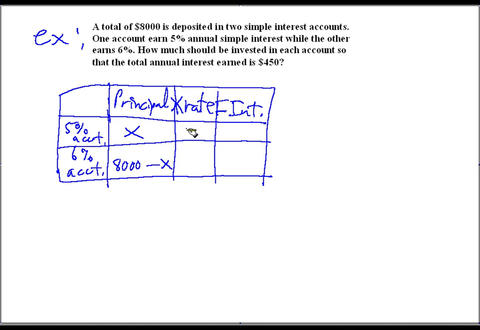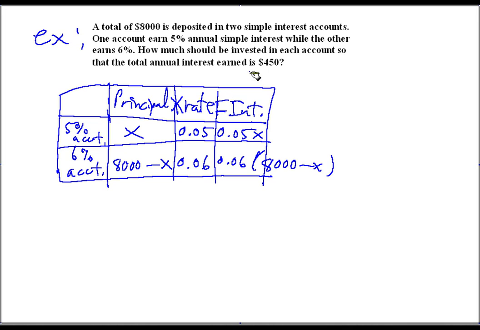Alright? And the rate, in terms of decimal, is 0.05 here. Here the rate is 0.06. So the last column is just what? It's just the product of the first two columns. So principal times rate equals interest. So what's the interest on the 5%? 0.05x. What is the interest on the 6%? 0.06 times 8,000 minus x. So that's the interest on the 6%. Again, we'll multiply it out later on.